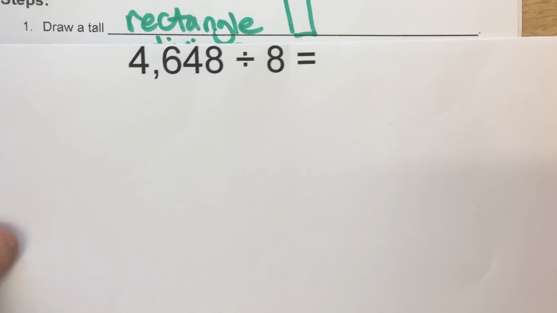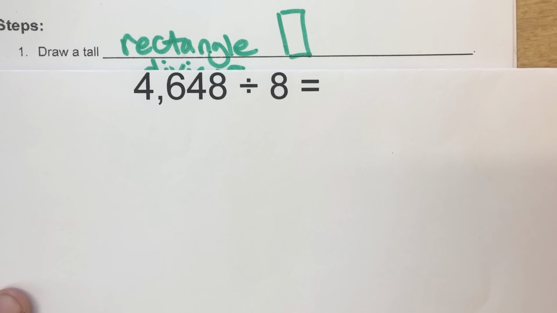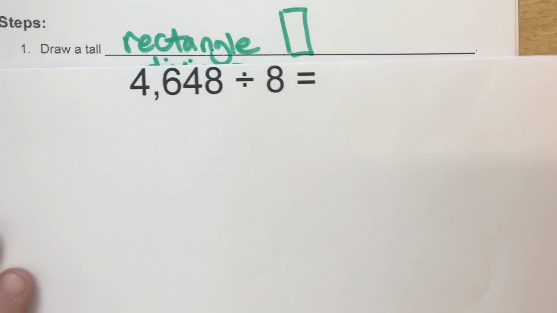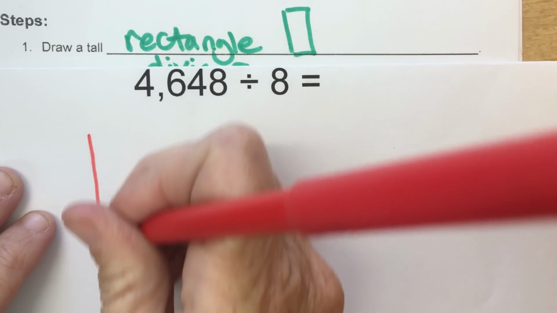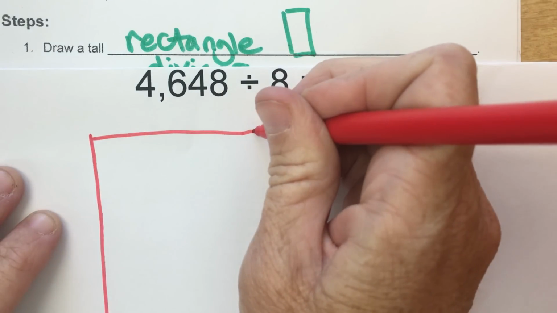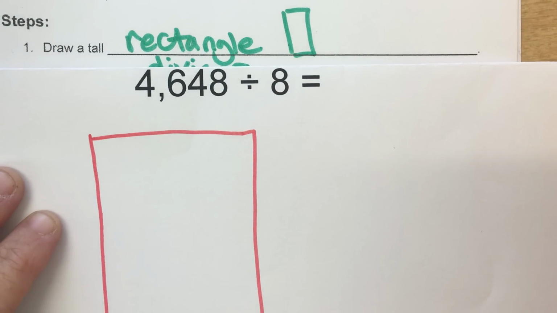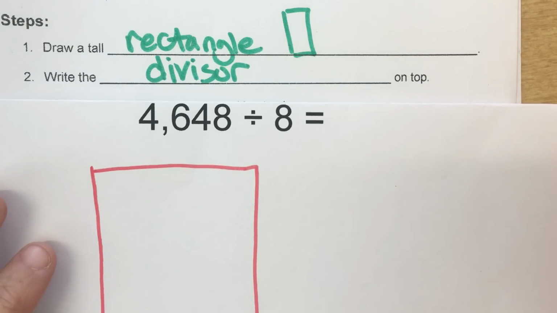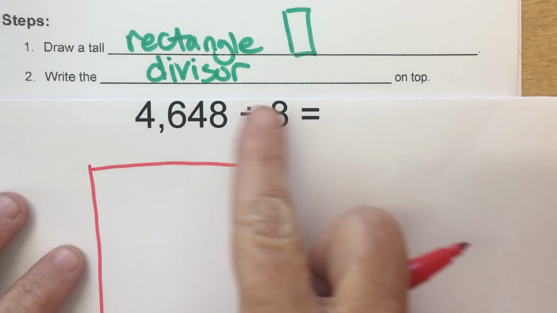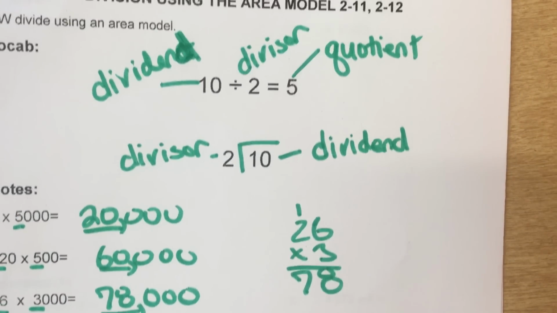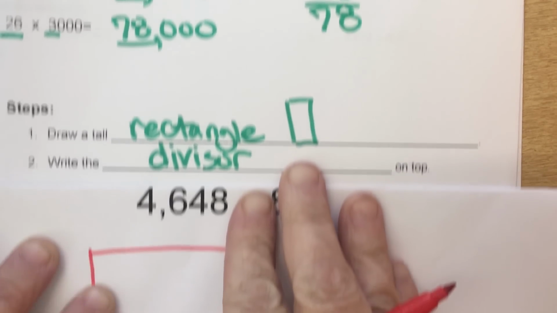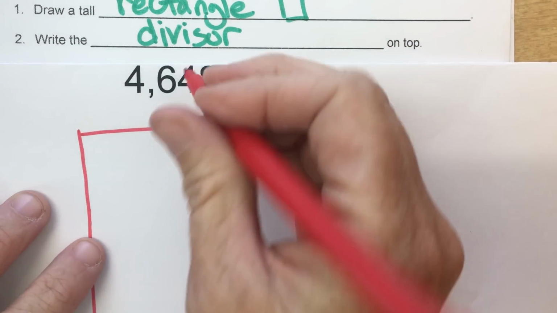Okay, my next one looks like this. I'm going to draw my tall rectangle. Okay, and step 2 says I'm going to write the divisor on top. Well, which one's the divisor? Let's come up here and look. This one's the divisor. So my divisor is 8.